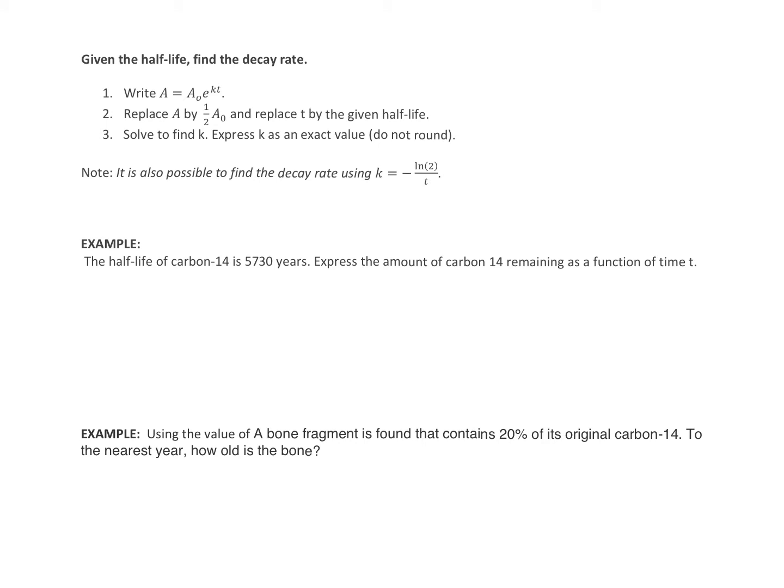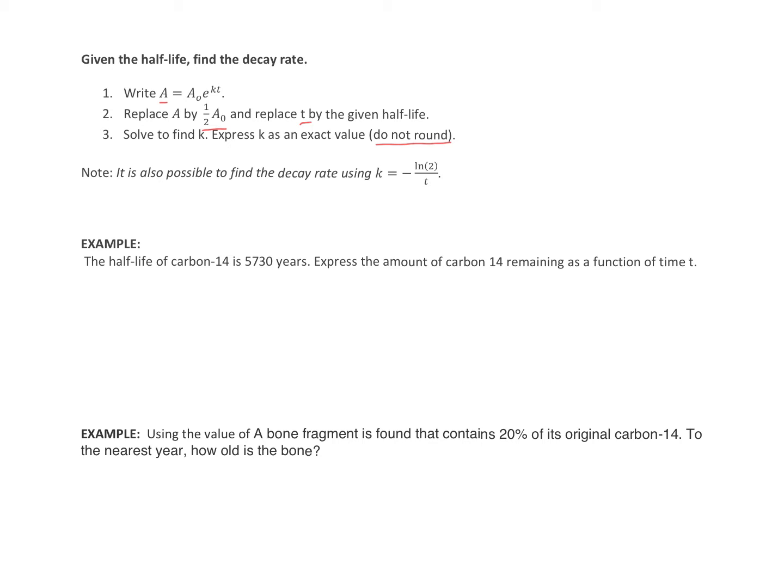So if we're given a half-life, we are able to find the decay rate in a similar fashion. First, we write a equals a sub 0 e to the kt, and we replace the a with 1/2 a sub 0, and replace t by the given half-life. Then we solve to find k, and we always express k as an exact value, and we do not round. Rounding is going to give us a lot of error when we're talking about an exponential function.